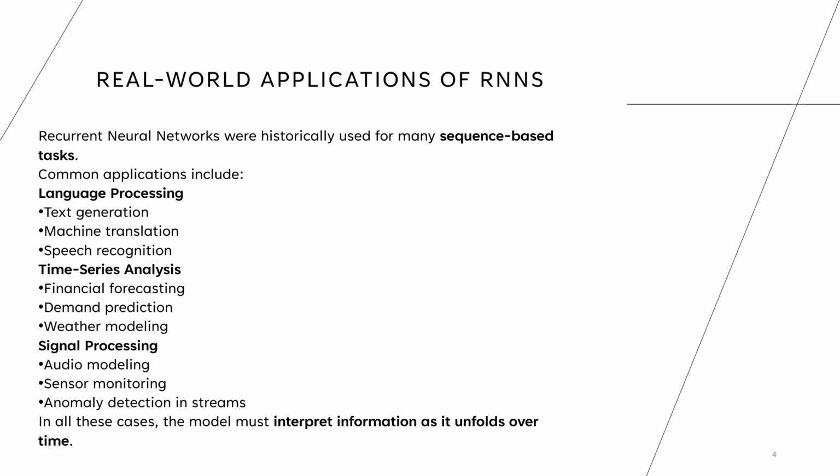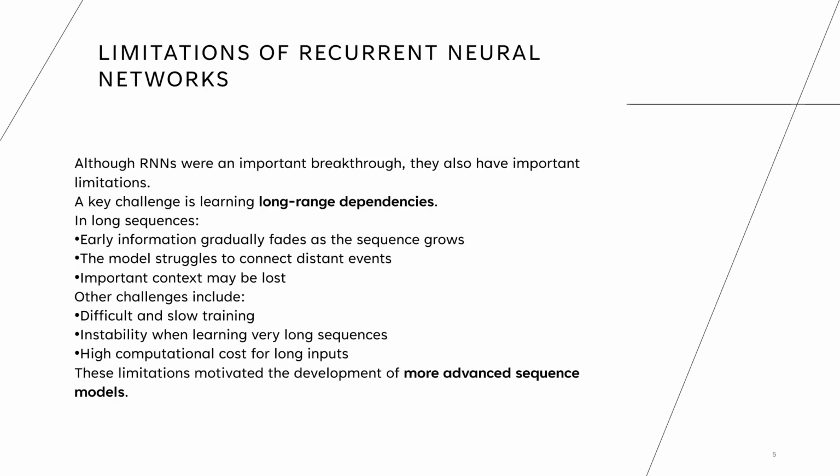However, despite these successes, RNNs also face important limitations, especially when sequences become long or complex. In the next slide, we will explore those limitations. Although recurrent neural networks were an important step forward for sequence modeling, researchers eventually discovered that these models also have significant limitations. One of the biggest challenges is learning what are called long-range dependencies.